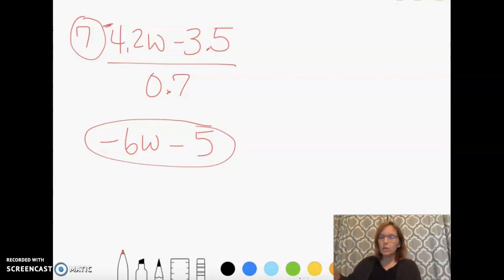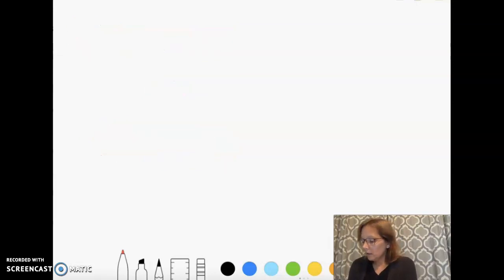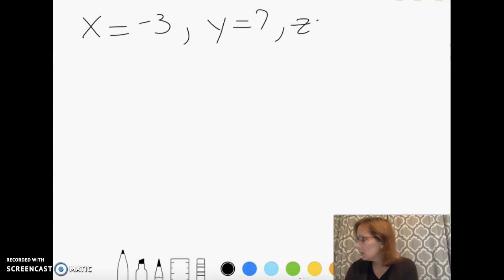So the next section for today is evaluating variable expressions with multiplication and division. That means they're going to tell me what x, y, and z equal, and then I have to plug in those numbers and solve some sort of expression. So they said x equals negative 3, y equals 7, and z equals 0.5. And they gave me this in the directions, okay? And then they're going to give me a problem to solve.